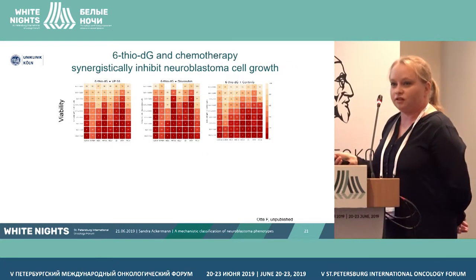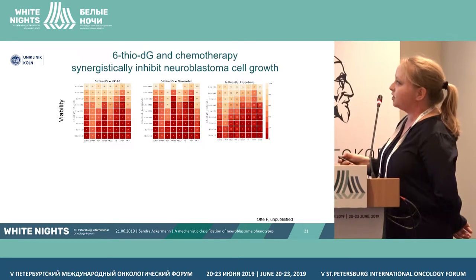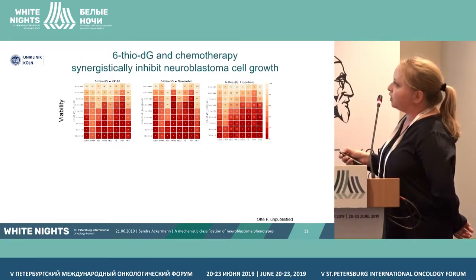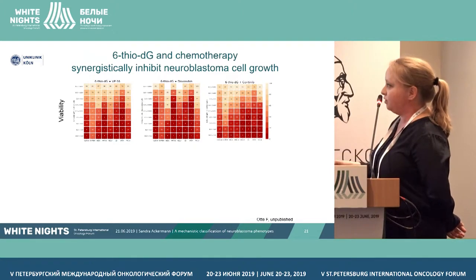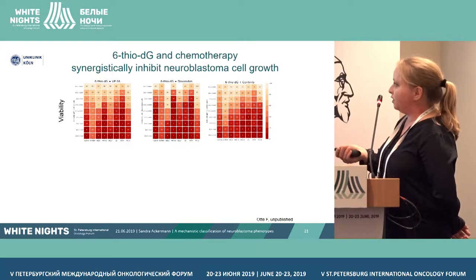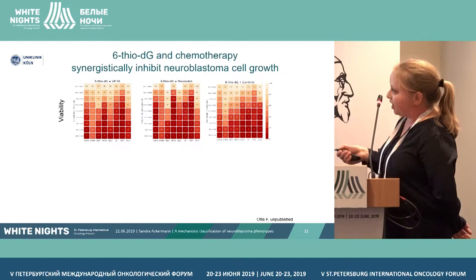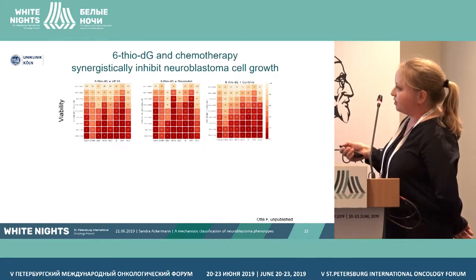This is checking for synergistic effects. As I said, we also combine 6-TODG with common substances like etoposide, doxorubicin, and with an ALK inhibitor, ceritinib. And you can see in red, cells are dead here at the bottom. And so actually with high concentrations, and these are the cell lines.